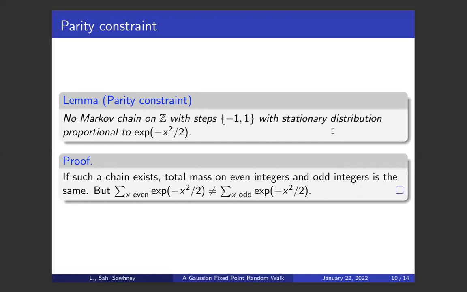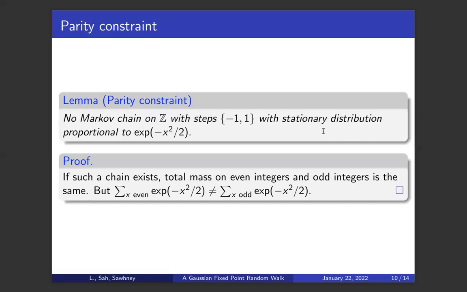Thus, if the discrete Gaussian on Z is the stationary distribution, the total even mass and the total odd mass must be equal. However, you can directly check numerically that the sum over even x of exp(-x^2/2), the discrete Gaussian mass, is not equal to the sum over odd x. So therefore, there is no Markov chain with steps -1, 1 whose stationary distribution is proportional to exp(-x^2/2).